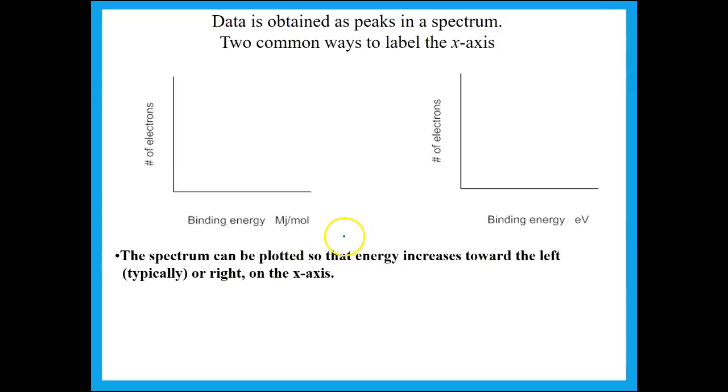Okay, so you're going to see data in a couple of ways. I want to make sure that you understand this. You don't see any peaks on this graph, but I want you to see the axes. We're going to have number of electrons going up the y-axis, and on the x-axis is going to say binding energy or ionization energy. It may be in units of megajoules per mole or electron volts. Electron volts, because remember, electrons moving produce energy or produce electricity. So, this is the problem though. Some spectra can be plotted with 0 here and increasing energy.